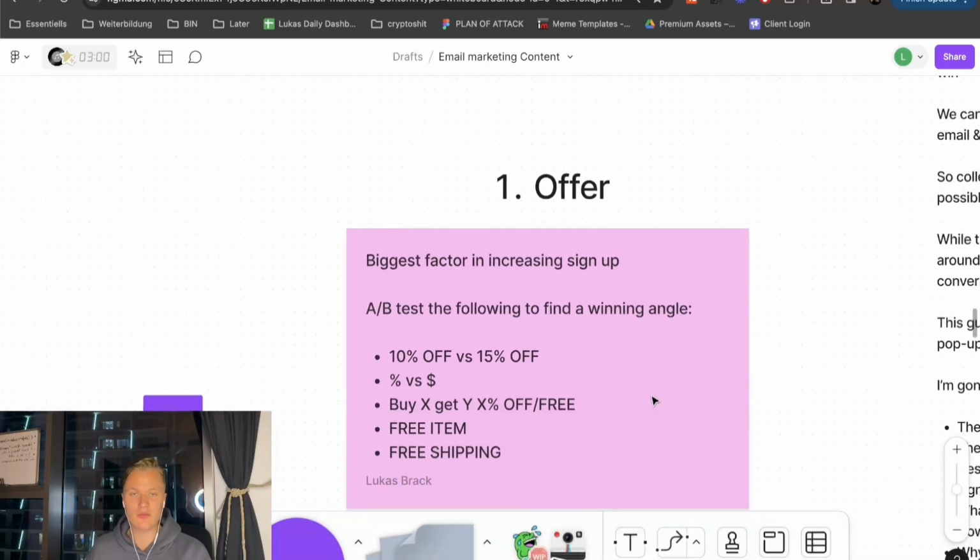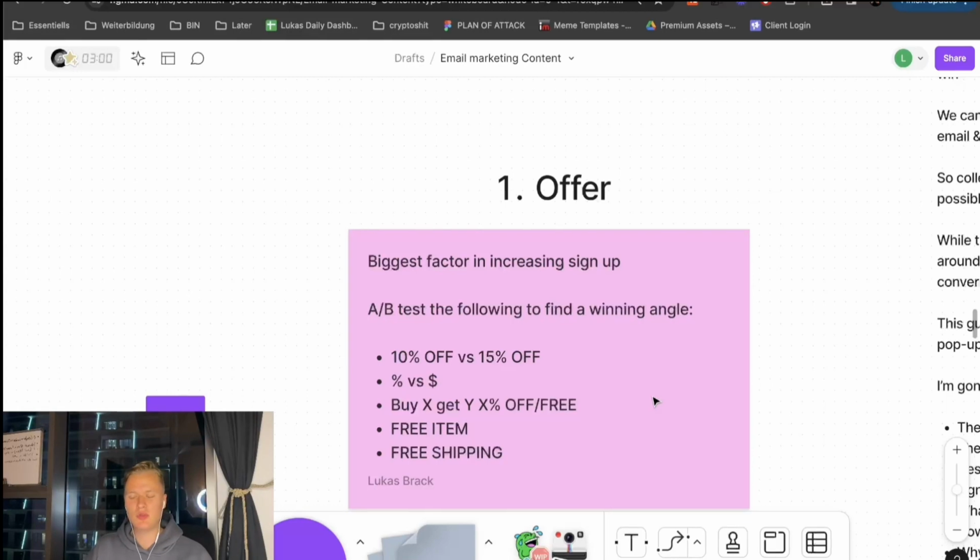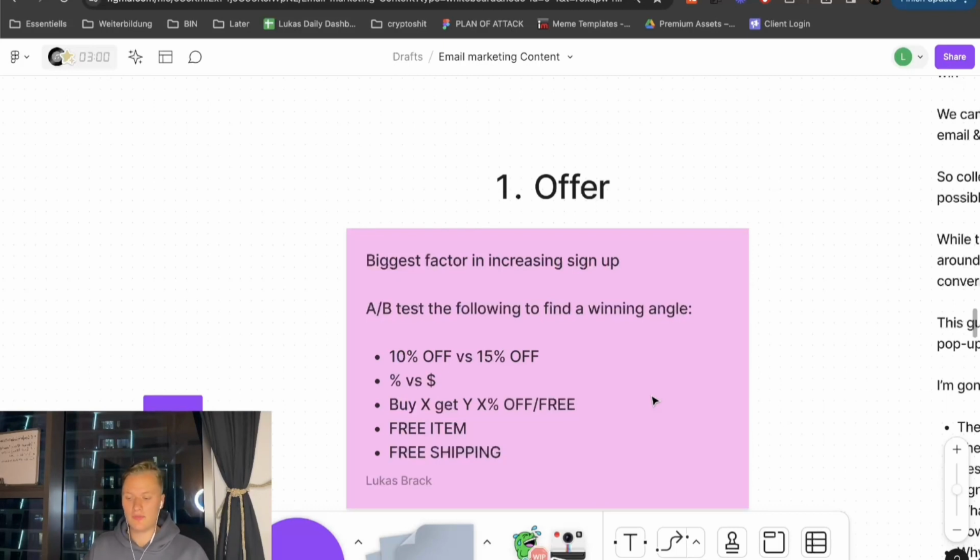Other than that, let's start with the first one, the most important thing to keep in mind when it comes to the pop-up form, and it's actually the offer. What we've seen across the board, no matter the timing, no matter the design, the single biggest factor in increasing your sign-up rate will literally be the offer. So you definitely need to A/B test the following to find a winning angle, and that's what we do. 10% versus 15% off, and obviously 15% off will convert higher, but you have to compare the increase in sign-up rate.